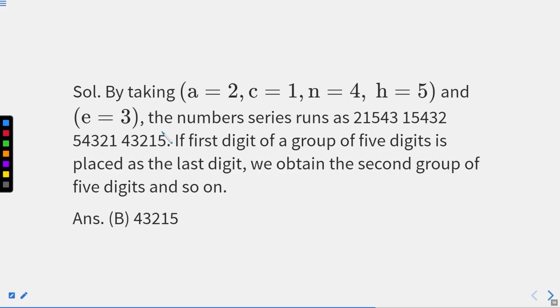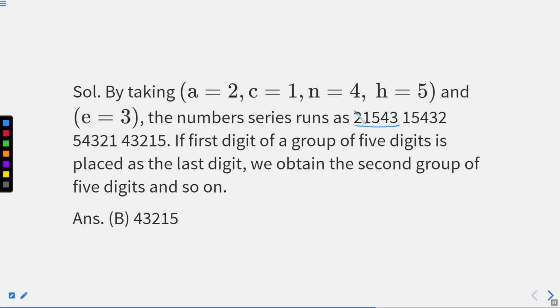In a similar manner, we are supposed to find all the values. I'll directly skip to the answer part. By taking A equals 2, you all know how I calculated A equals 2. In a similar manner, C comes out to be 1, N comes out to be 4, H comes out to be 5, and E comes out to be 3. The number series runs out to be in this manner: 2, 1, 5, 4, 3.